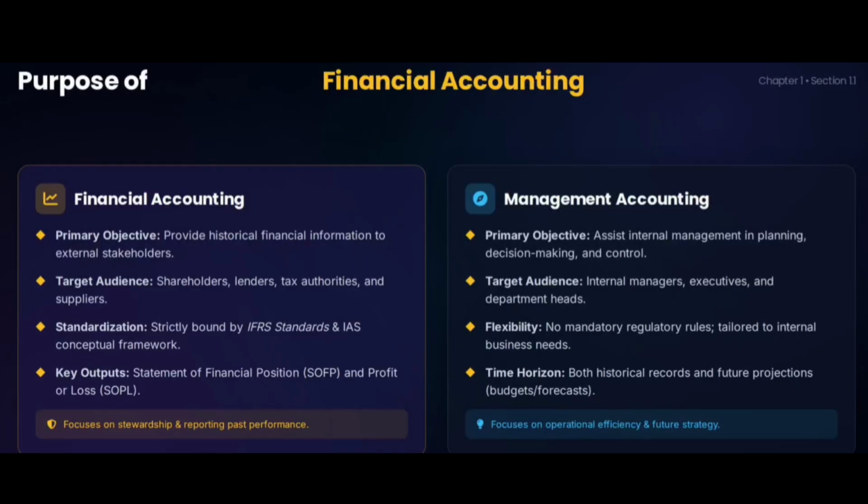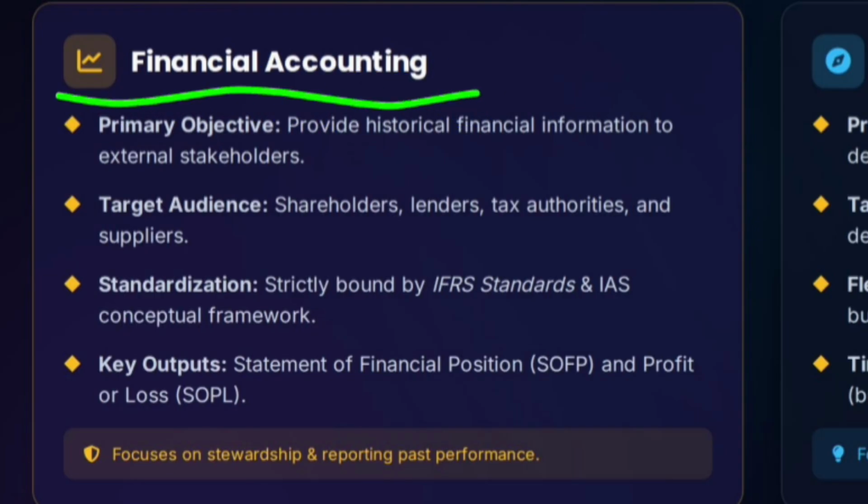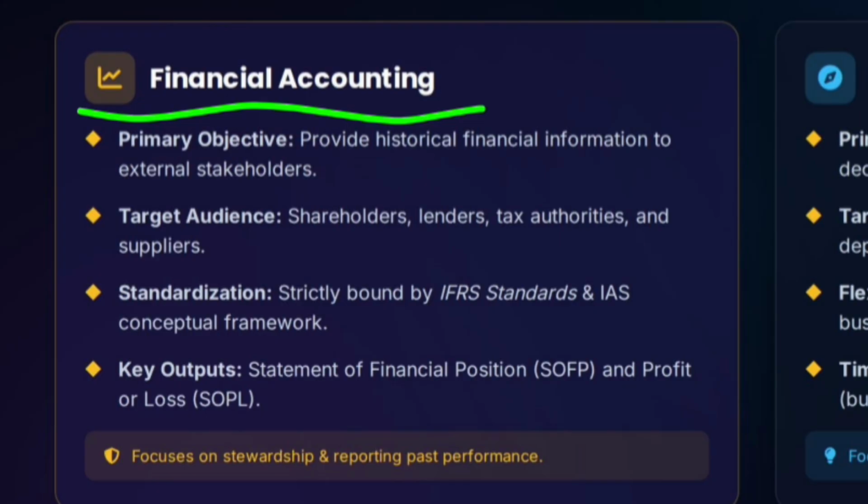Let's start by establishing the boundary between financial accounting and management accounting. Financial accounting is primarily built for external stakeholders. Think of investors, banks, suppliers, and tax authorities. Because outside parties rely on these numbers to invest their capital, financial accounting must follow strict rules, the IFRS standards and the IASB conceptual framework. Its main outputs are the statement of financial position and the statement of profit or loss.